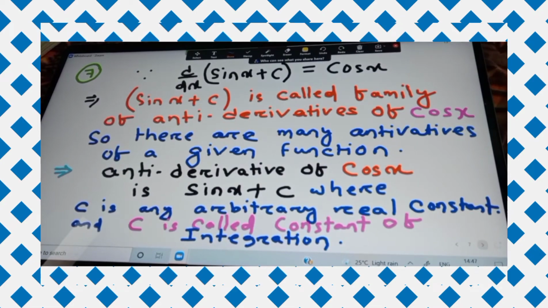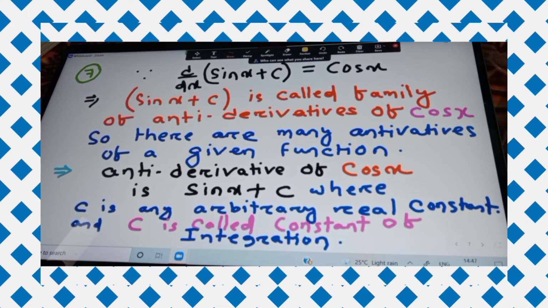Look at this point. Since the derivative of sin x plus c is equal to cos x, sin x plus c is the family of antiderivatives of cos x. Because if we take any real number in place of c, we get a different function, and the derivative of that function is cos x. The derivative of sin x plus 1 is cos x, the derivative of sin x plus 2 is cos x, the derivative of sin x plus 3 is cos x.